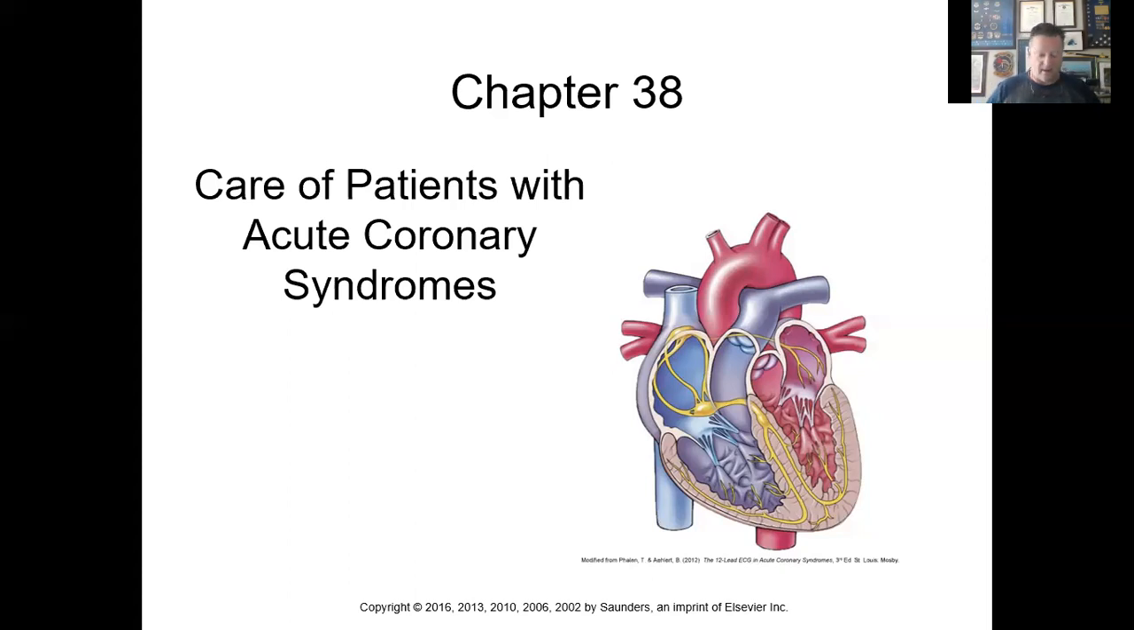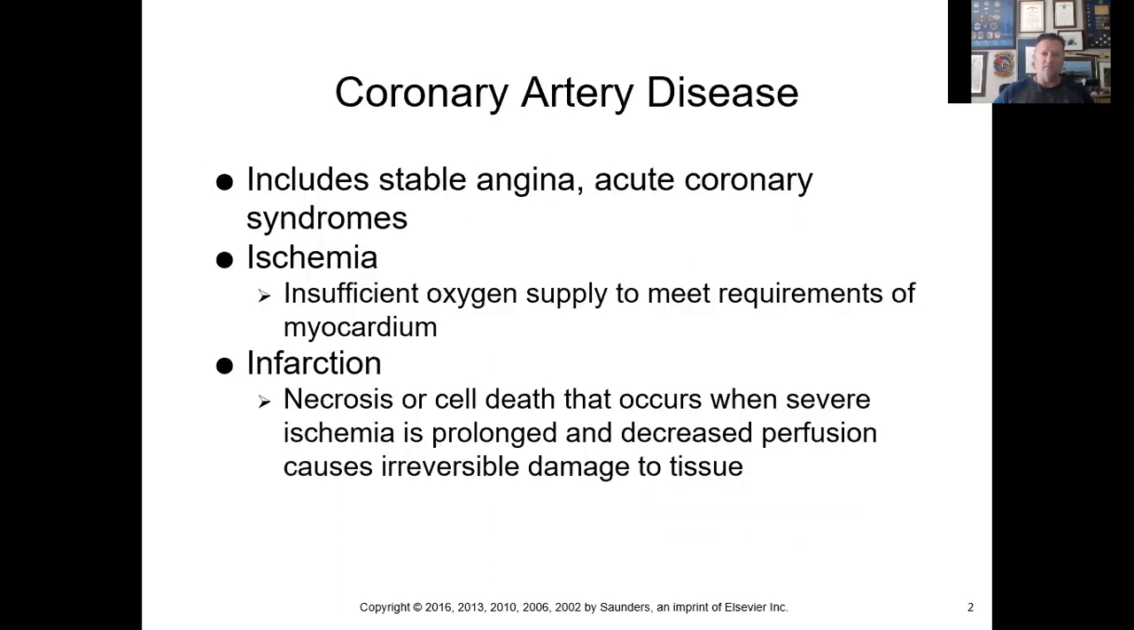Hi guys, it's me again. This will be the final one that I'll be teaching today. This is chapter 38, part of the cardiac lecture series, Care of Patients with Acute Coronary Syndromes. Let's go over the definition of coronary artery disease. This includes stable angina, acute coronary syndromes, ischemia, and infarction. An ischemic episode would be considered insufficient oxygen supply to meet the requirements of the heart muscle.